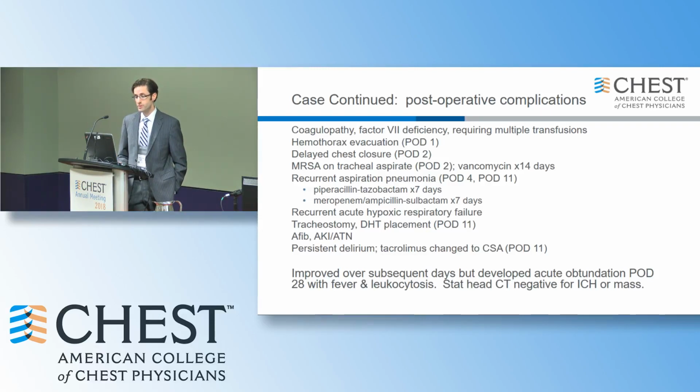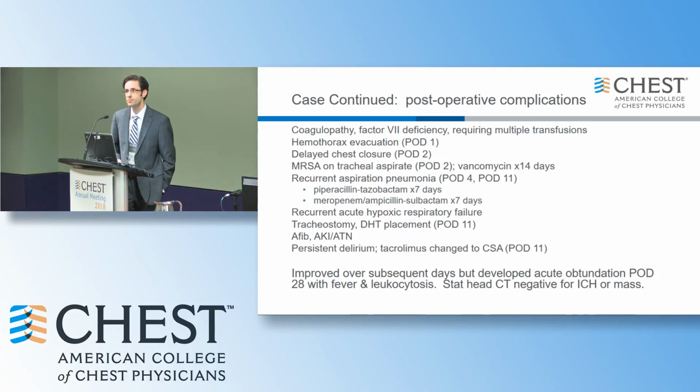He had recurrent aspiration pneumonias, treated at first with piperacillin tazobactam and then meropenem tapered to ampicillin after cultures were unremarkable. And those recurrent aspirations were associated with recurrent hypoxic respiratory failure requiring intubation, ultimately tracheostomy, Dobhoff tube placement, and not surprisingly, atrial fibrillation and acute kidney injury, and importantly, persistent delirium for a lot of reasons, but that ultimately prompted a change in his immune suppression from tacrolimus to cyclosporin on post-op day 11.